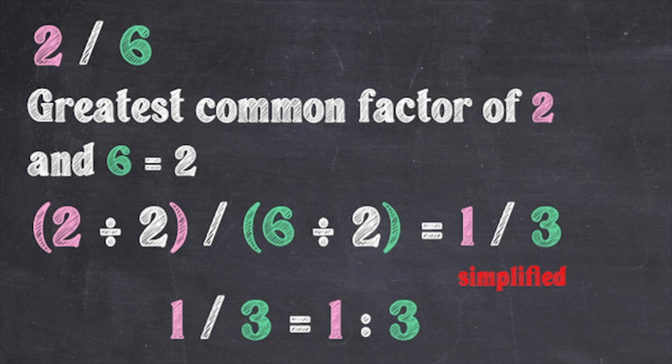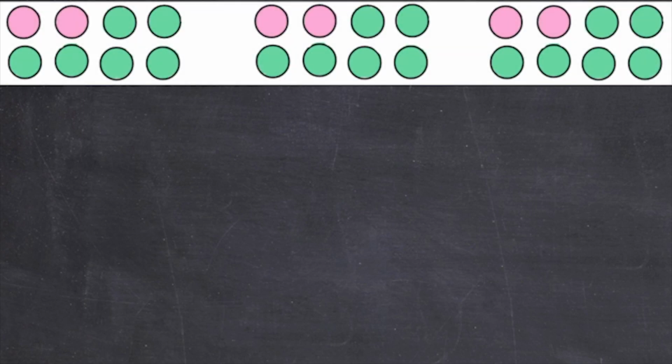Let's practice scaling up a ratio with an example. Earlier, we saw that Bonnie had 2 pink marbles and 6 green marbles. Now, 2 of her friends want to join her for a game, so they all pool their marbles together. Both of Bonnie's friends have the same number of pink and green marbles as she does.